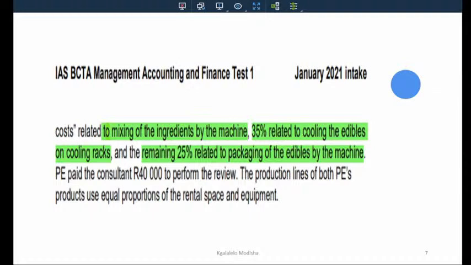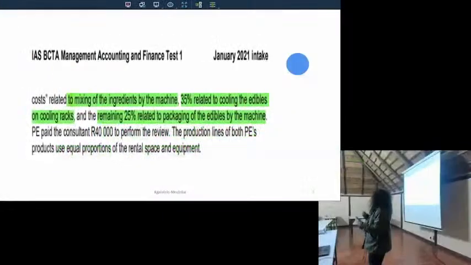We're getting there. And the remaining 25% to packaging of edibles is done by the. So what drives the packaging? Correct. So the machine. So I need you to start making sense of these cost drivers. I won't explicitly tell you all the time, but I need you to be able to identify them. And you identifying them actually makes or breaks you getting the marks, because if you identify it incorrectly, you won't get the mark.